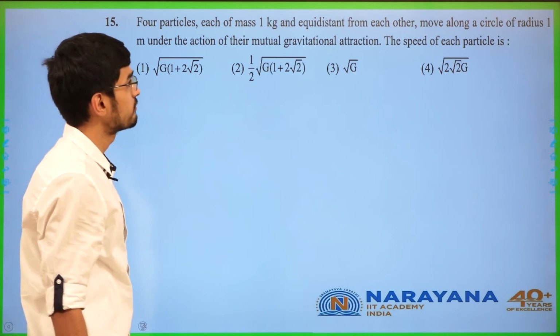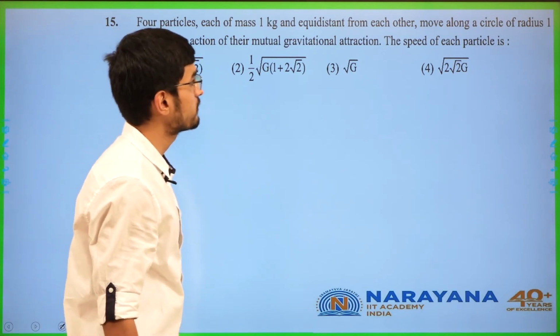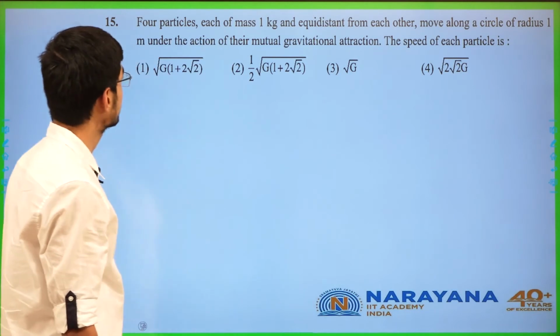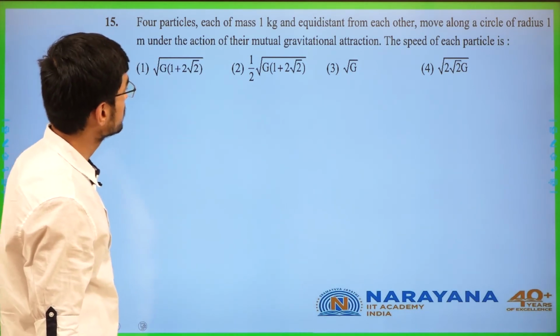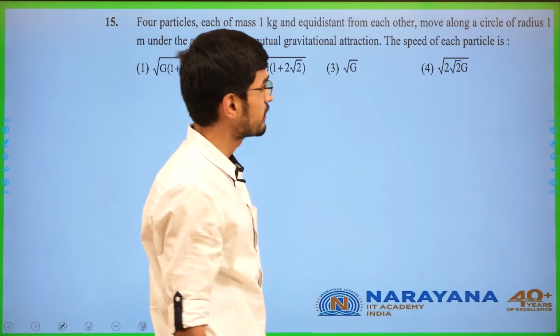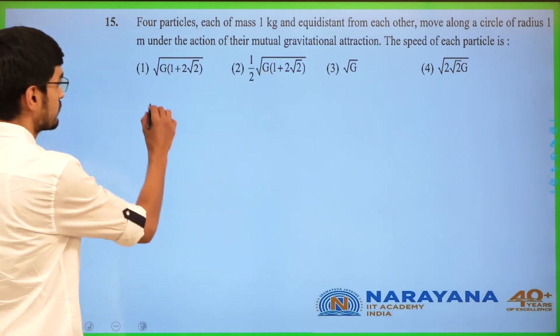4 particles, each of mass 1 kg and equidistant from each other, move along a circle of radius 1 meter under the action of their mutual gravitational attraction. We have to find the speed of each particle. So let us start.